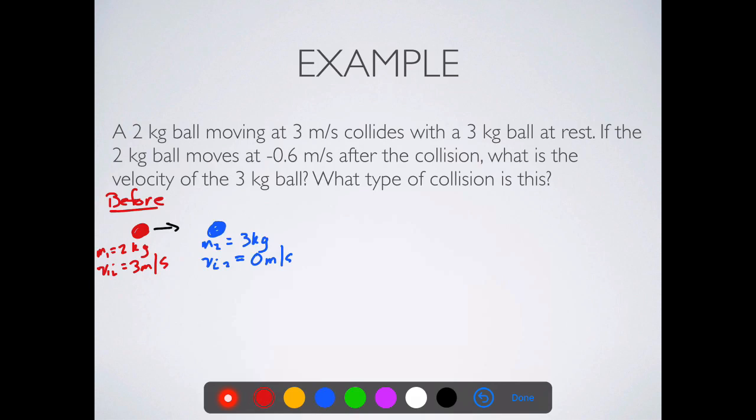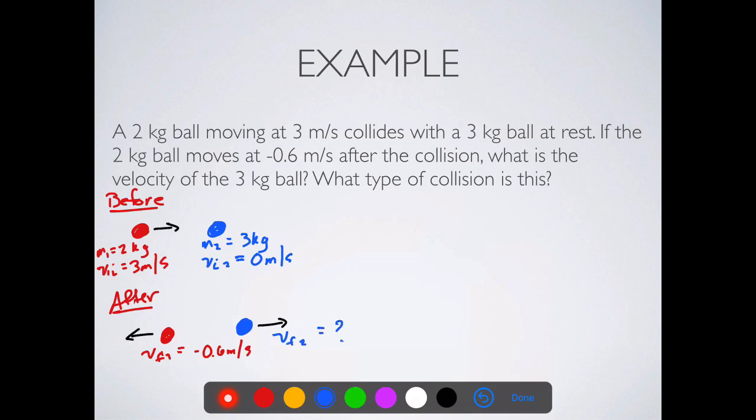Now, after the collision, it says that the 2 kilogram ball moves at negative 0.6 meters per second. All right, so here's the 2 kilogram ball. V final of 1 is negative 0.6, and it's moving to the left now because it's negative. And ball 2 is going to have some velocity now, but we don't know what the final velocity of ball 2 is. That's what we're trying to solve for.